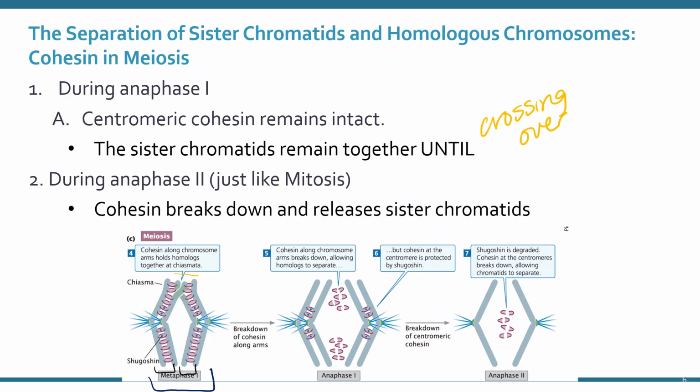When we get to anaphase 2, our second round of cohesin breakdown is going to happen. Remember that shugoshin protein is going to protect our cohesin to keep those sister chromatids together while our homologous chromosomes separate. So we've got that shugoshin regulating what is holding everything together. So finally, once all of our cohesin is broken down, then our chromatids are going to separate.